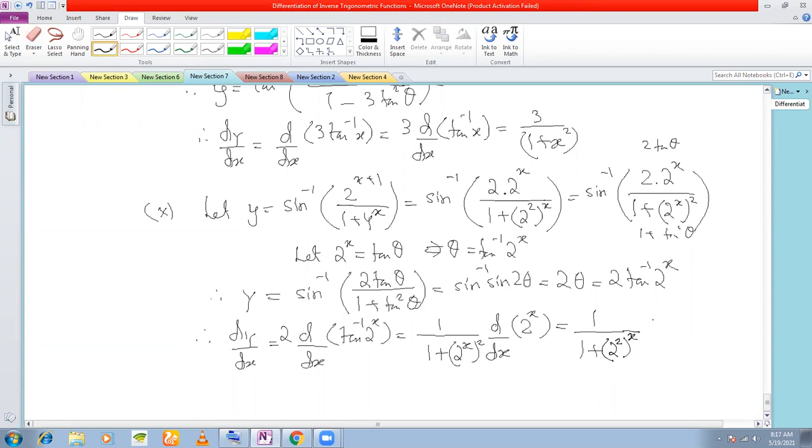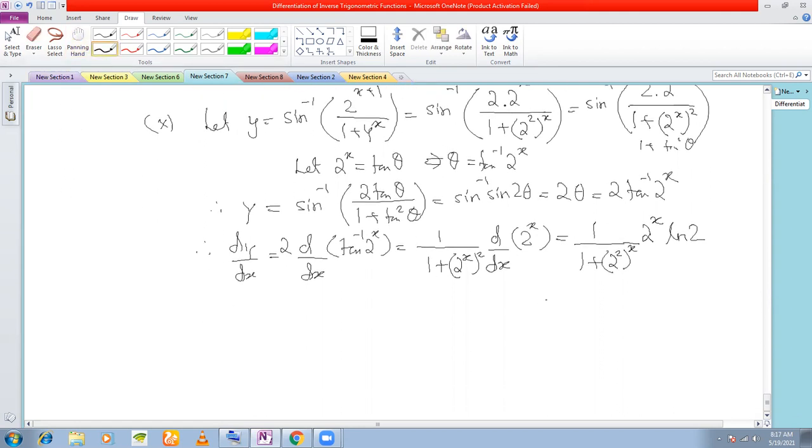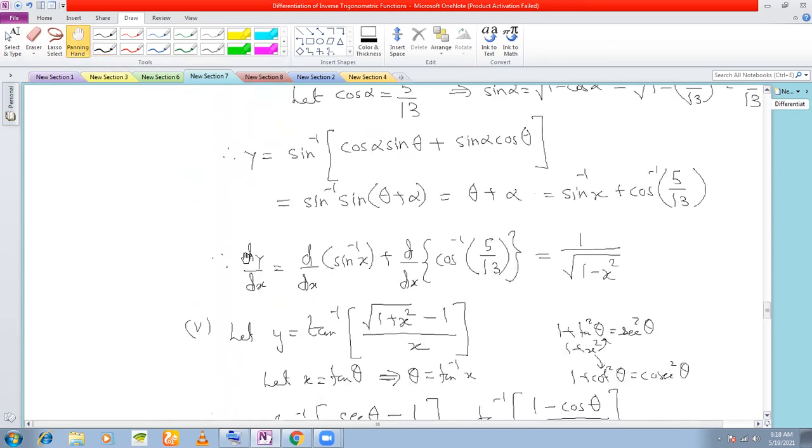And d dx of a to the power of x, you know, is a to the power of x log a. So that is what our answer should be: 1 by 1 plus 4 to the power of x, and in the numerator, you will have 2 to the power of x log 2. Okay, so that is what. Moving on to the next one.